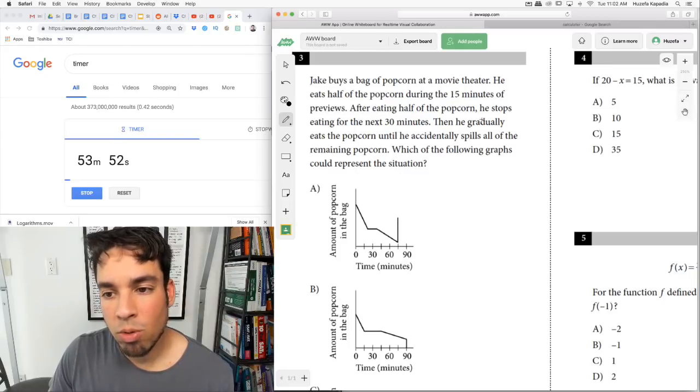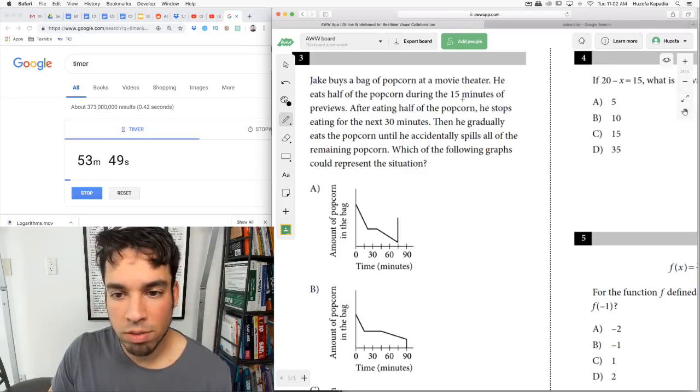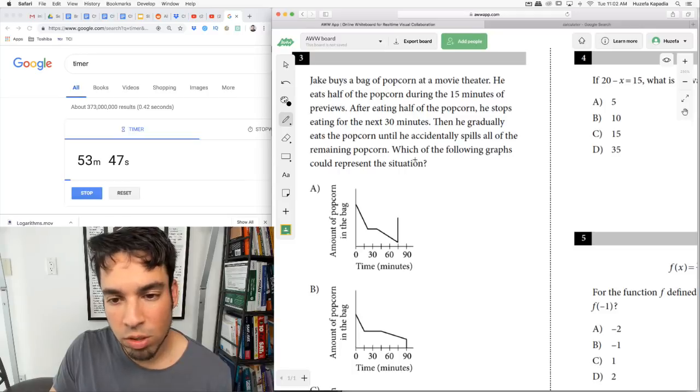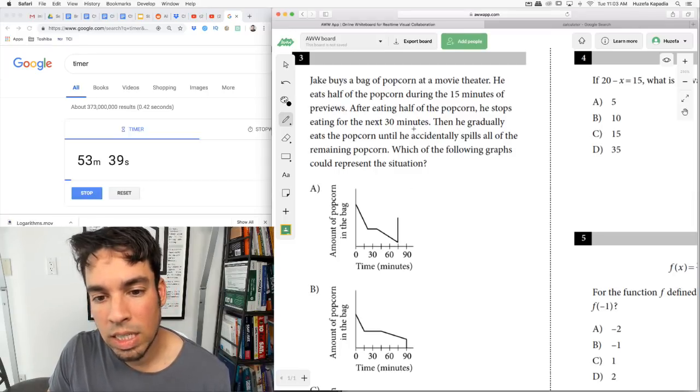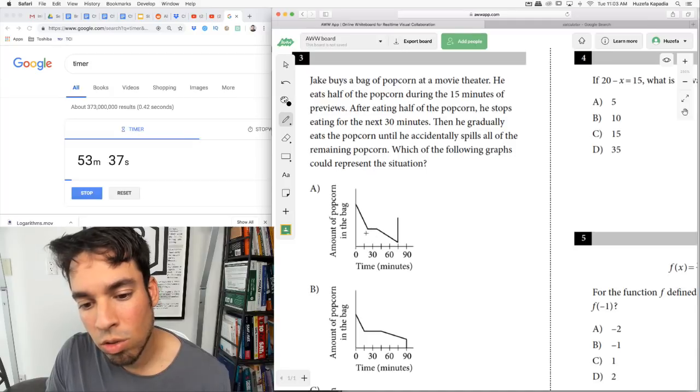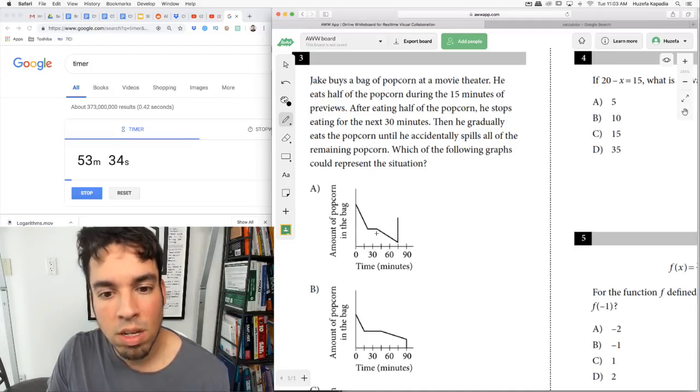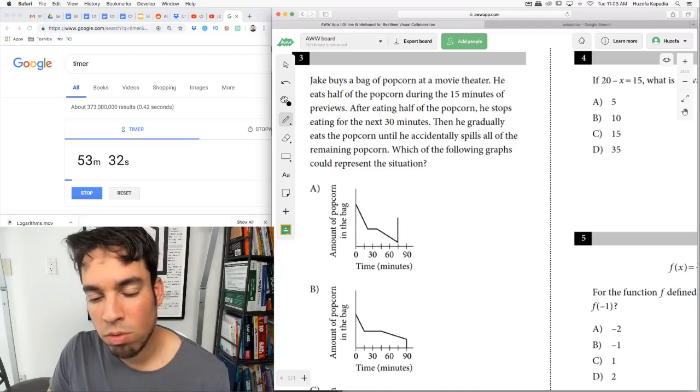Jake buys a bag of popcorn in a movie theater. He eats half of the popcorn during the 15 minutes of previews. After eating half the popcorn, he stops eating for the next 30 minutes. So 15 minutes, then he eats half, and then he stops for 30 minutes. So the level should stay the same for 30 minutes. Then he gradually eats the popcorn until he spills the remaining popcorn.